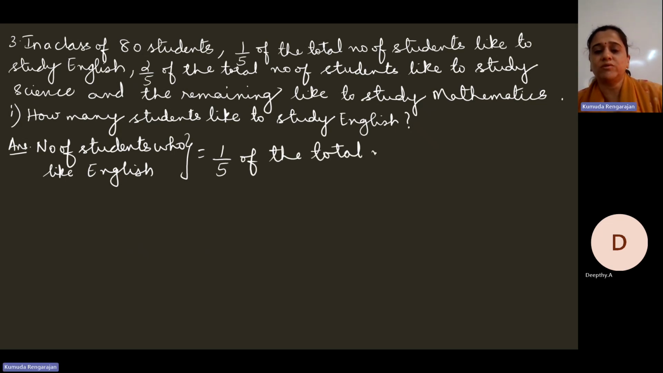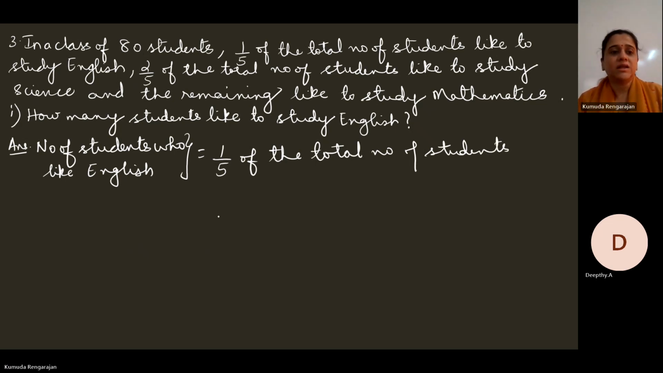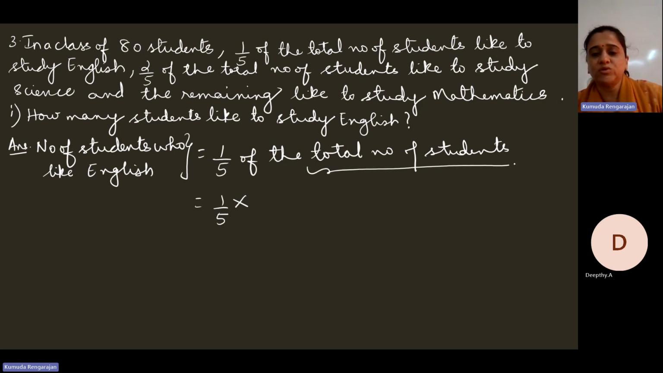This is given. Number of students who like to study English is equal to 1/5 of the total number of students. Of means into. And what is the total number of students given in the question? 80.